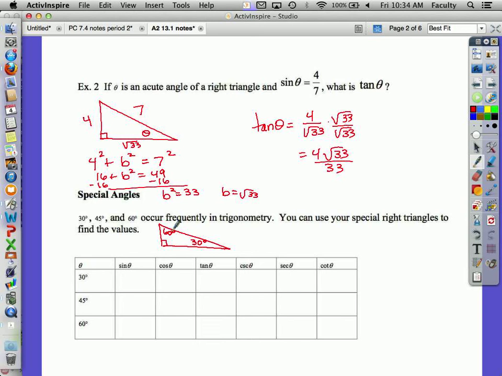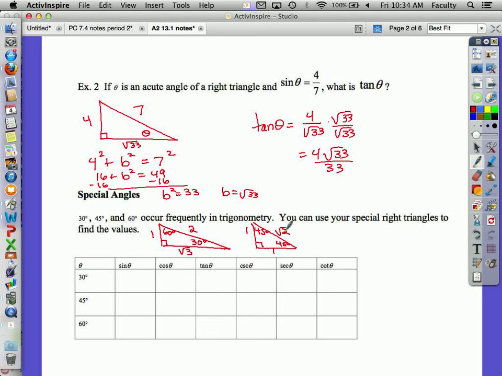So in a 30-60 right triangle, if you go across from 30 is 1, the hypotenuse is double that, and then across from 60 is 1 times radical 3. And this is going to be our foundational 30-60 right triangle. In a 45-45 right triangle, that's really an isosceles right triangle, so the legs are 1, and then the hypotenuse is times radical 2.